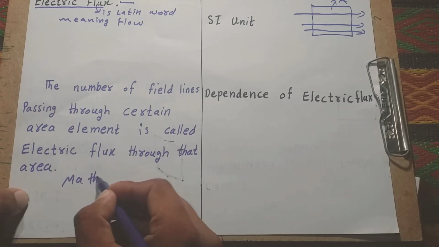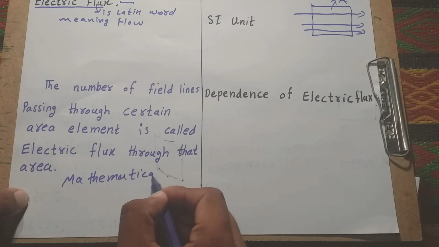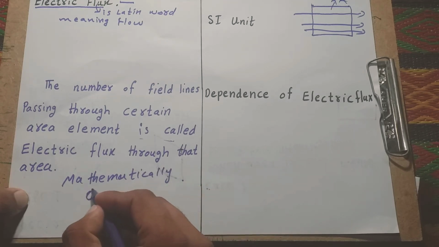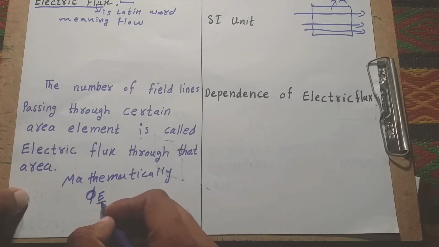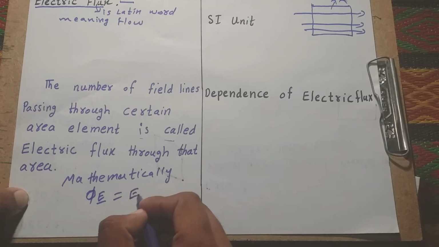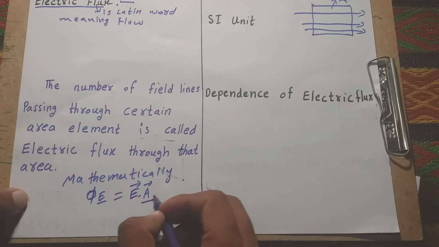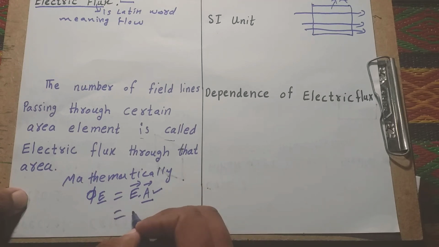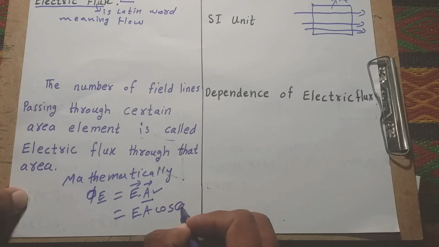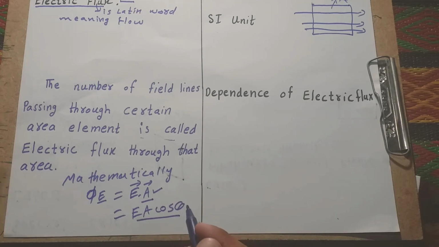Mathematically, electric flux: phi means flux, E means electric. Electric flux is the dot product of electric intensity and vector area. Vector area is denoted by A. And we know that the magnitude of the dot product is EA cos theta.